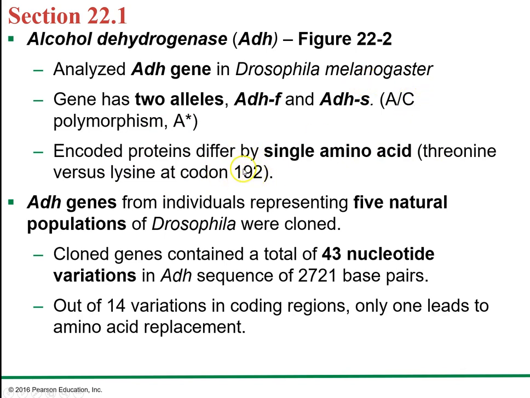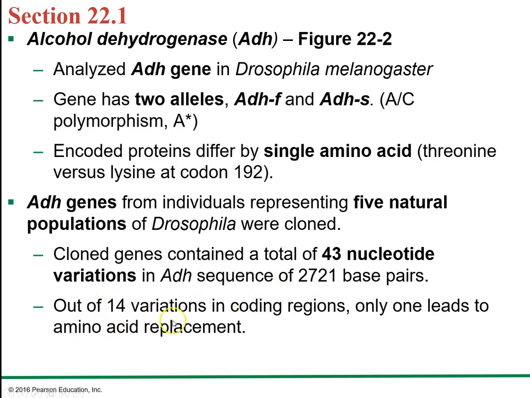So again, based on the nucleotide change, you can change the amino acid that's being coded for, therefore change the final version of that enzyme or that protein, okay? Which then would lead to some sort of phenotypic or functional change. All right, so again, they looked at different populations. They had about 5 natural populations of Drosophila that they cloned. And then from that, they found about 43 different nucleotide variations, okay, in this ADH sequence that they studied.